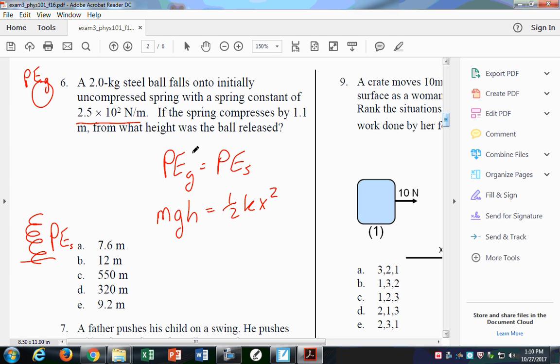And then here you would solve for h. h is 1/2 of k, which is 250, x, which is 1.1 squared, divided by mg, which is 2 kilograms and 10. Oh, I get 0.03. That's not right.